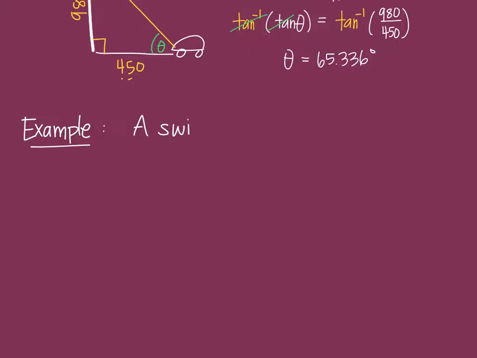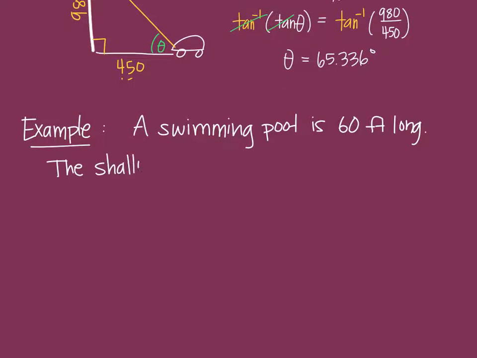A swimming pool. The swimming pool is 60 feet long. The shallow end of the swimming pool is 4 feet deep, while the deep end is 10 feet.